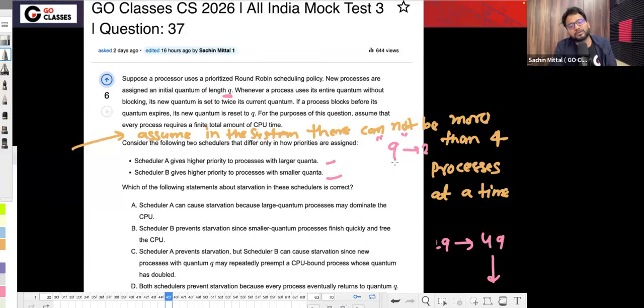Okay. So I think the question could be more interesting if I add this line, right? So we can add this line because this is something nicer. We will add this line for the future experience. But for now, in both the cases, I can say that scheduler B will cause starvation, right?